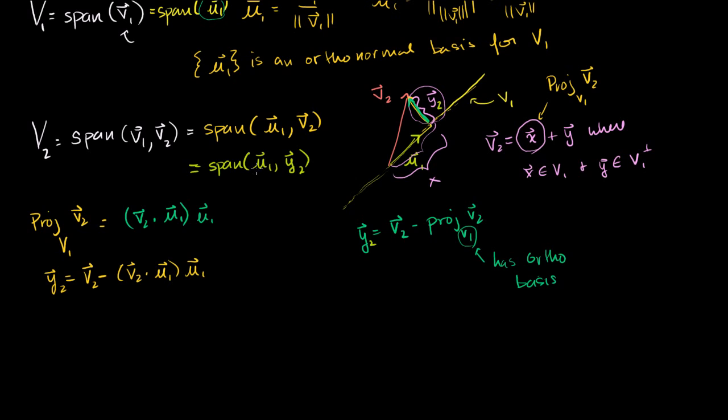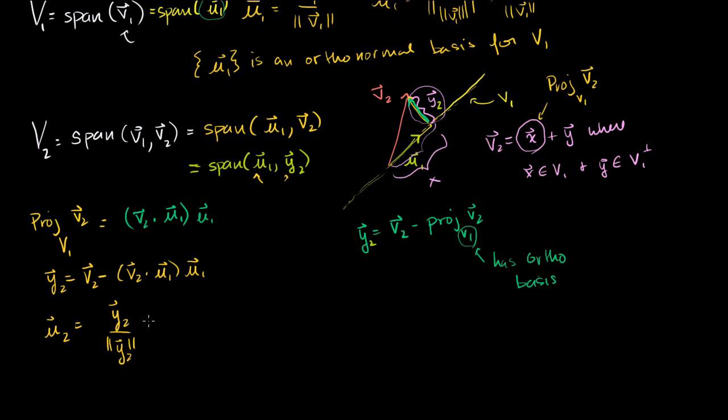So we have a basis for v2 where this guy and this guy are orthogonal. This guy is a unit vector. He's been normalized. But this guy hasn't been normalized yet. So to normalize it, let's just define some other vector as u2 and do the same thing. So u2 is equal to y2 divided by the length of y2.